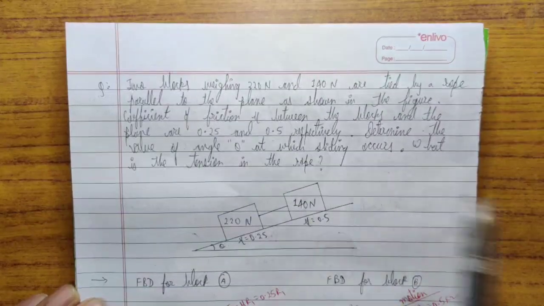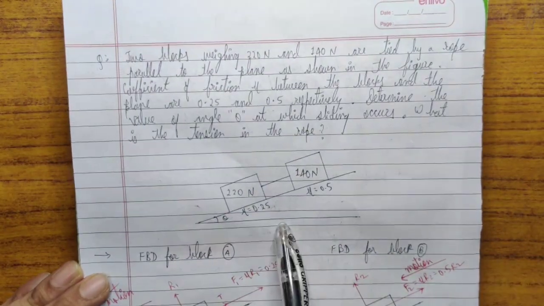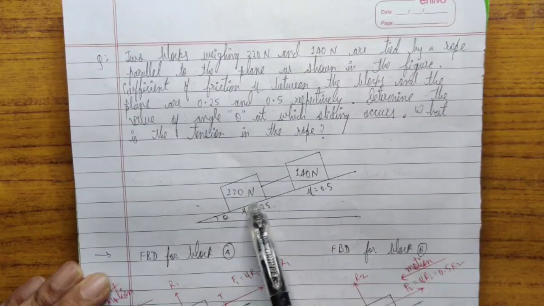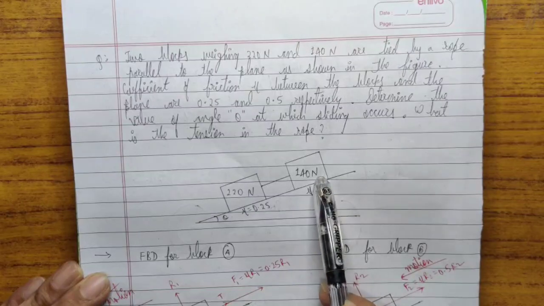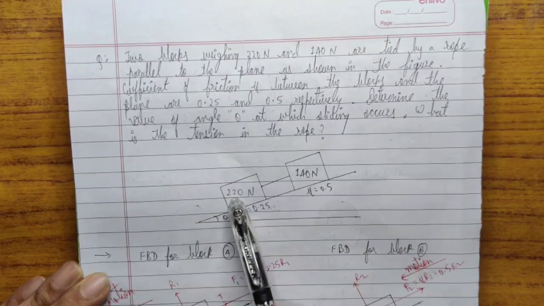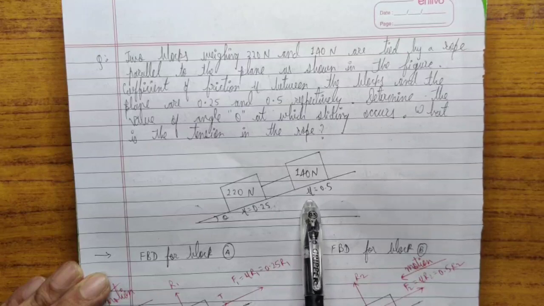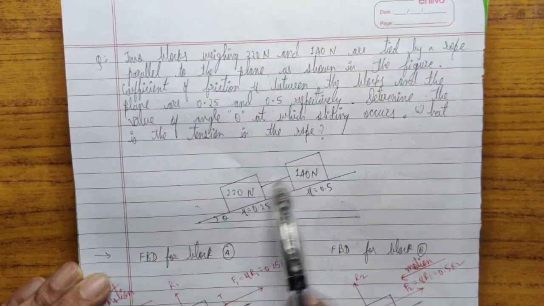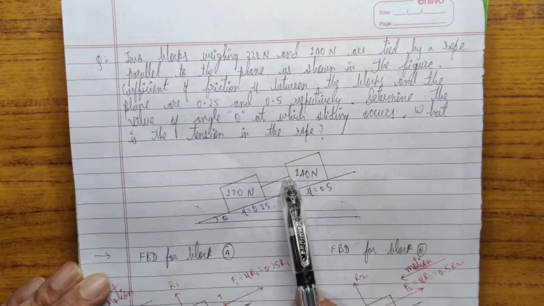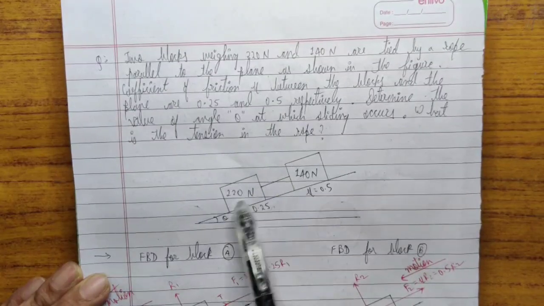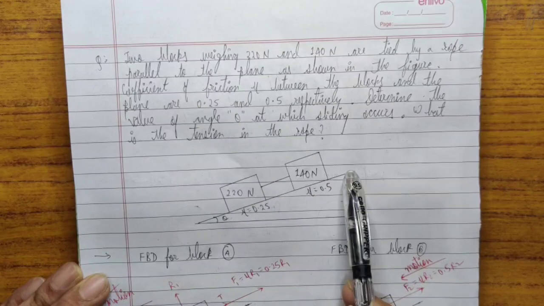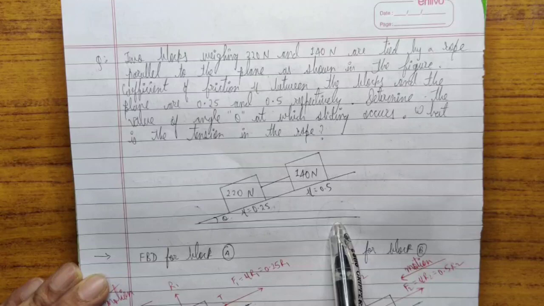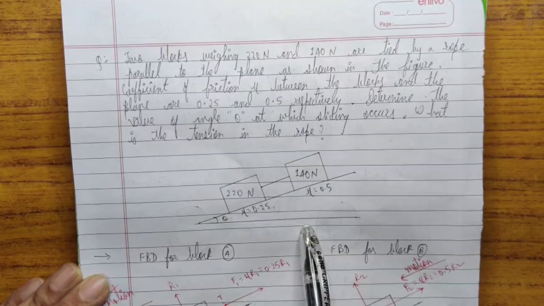Okay, so let us see. This is the figure which is given in the problem. If we analyze this figure, there are these two blocks. First is 220 Newton block and second is 140 Newton block. The coefficient of friction for this block is 0.25 and the coefficient of friction for 140 Newton block is 0.5. And these two blocks are tied together by a string. These two blocks are on the surface which is inclined at an angle of theta to the horizontal. So this is the basic condition which is given in the problem.